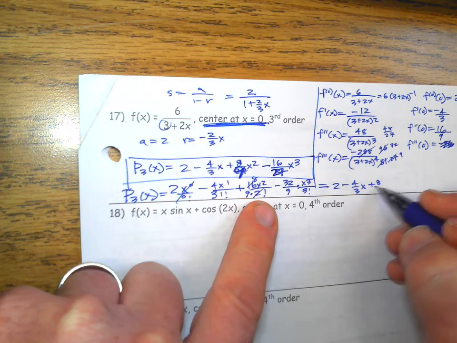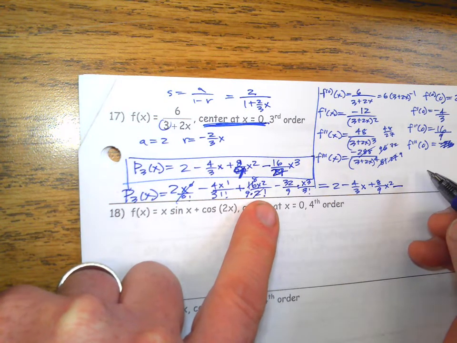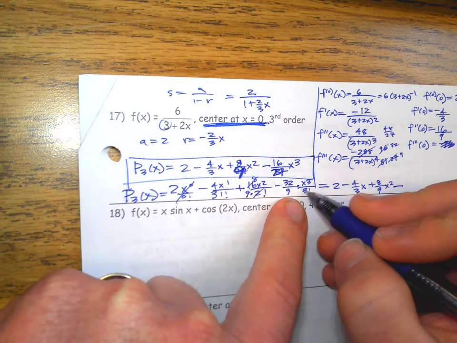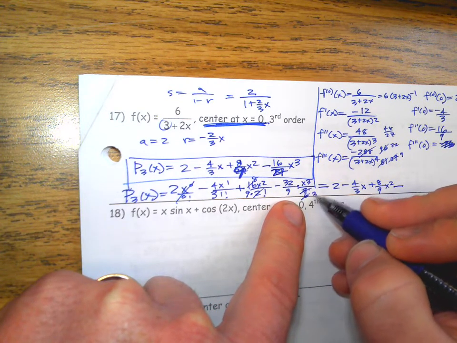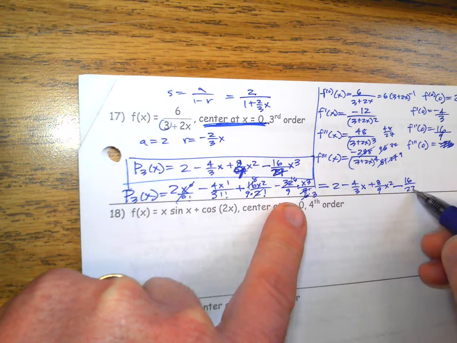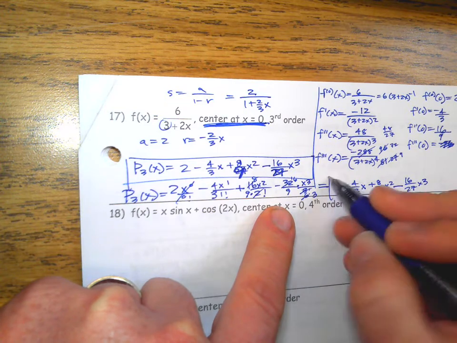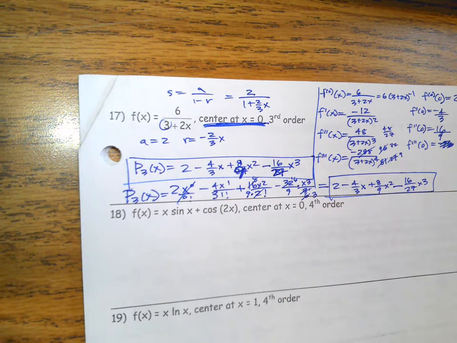So now you get 8 ninths x squared minus, this is going to be 6. Take a 2 out. 16 over 27. Or just do it the first way, which I made a little mistake on, but whatever.